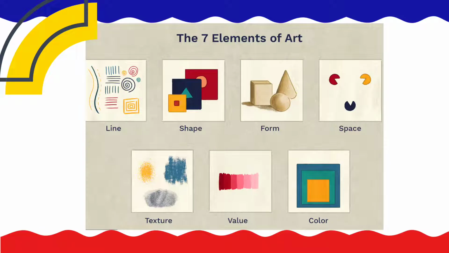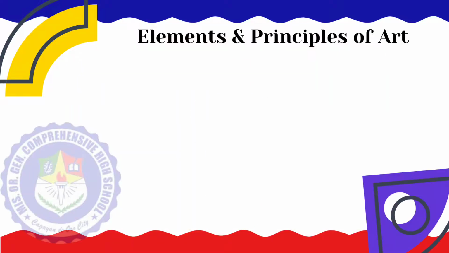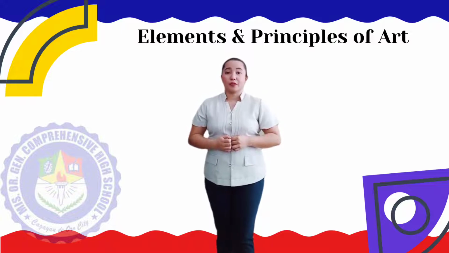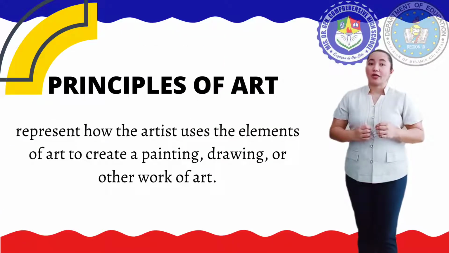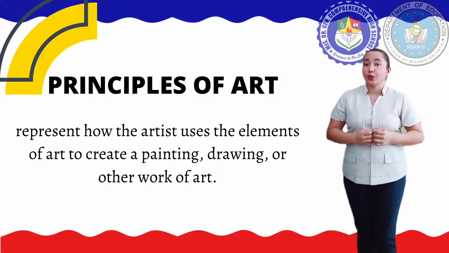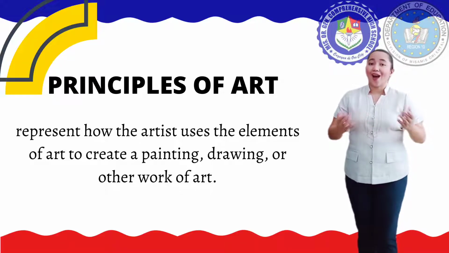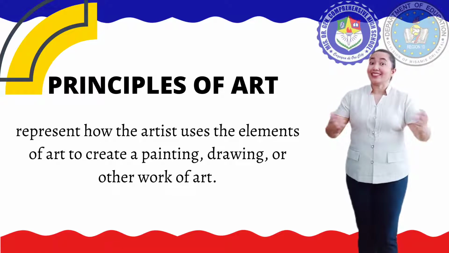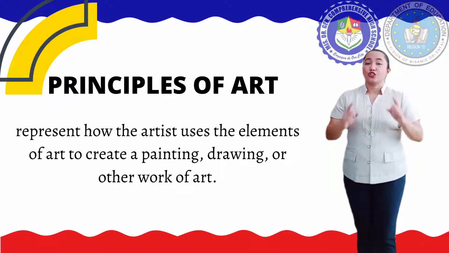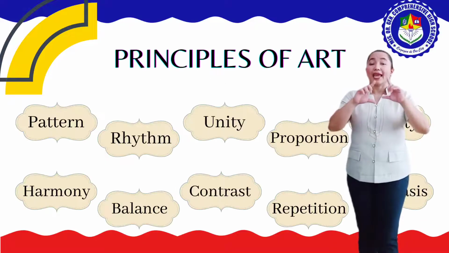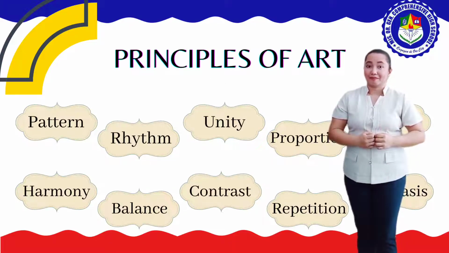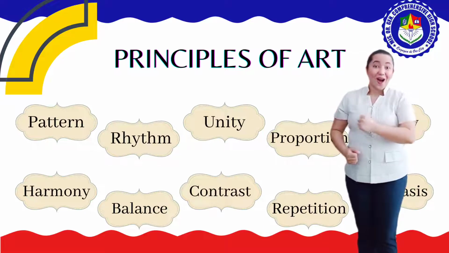Always remember the 7 elements of art: line, shape, form, space, texture, value, and color. This time, let's review the principles of art. Principles of art represent how the artist uses the elements of art to create a painting, drawing, and other work of art. Let's have another activity. Choose the correct principle of art in the box for each item. Ready? Let's go!